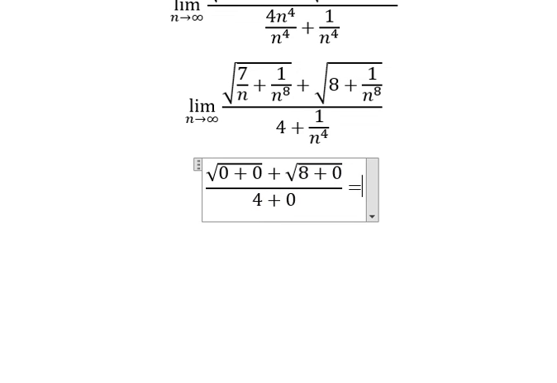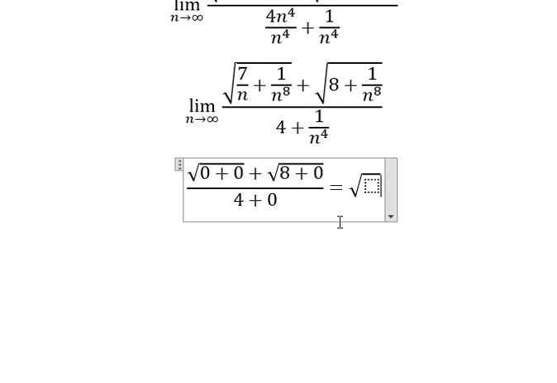So we have the square root of number 8 over number 4. This is the end.